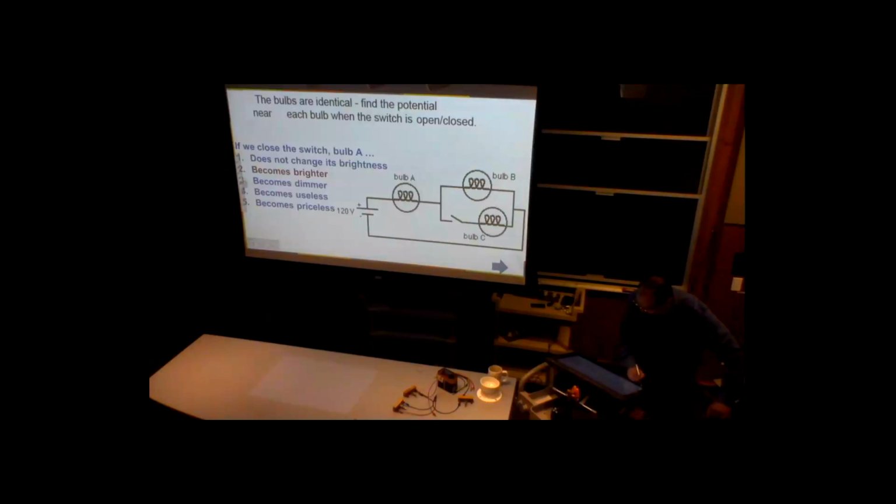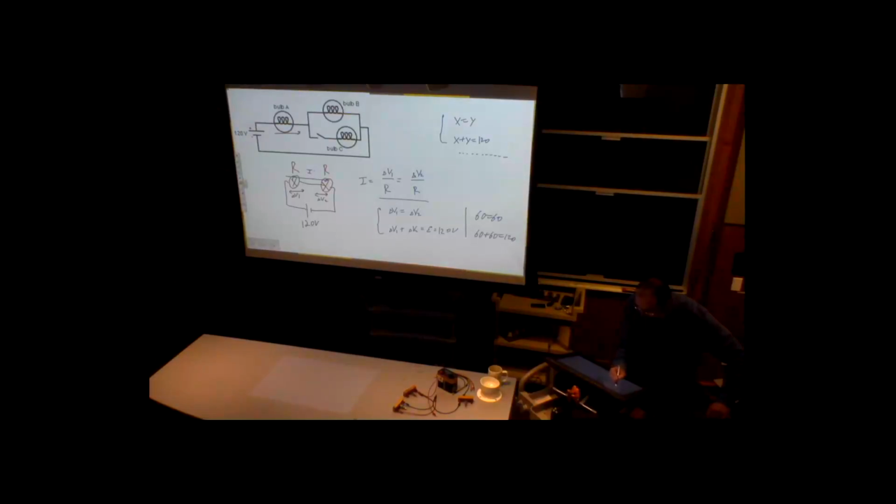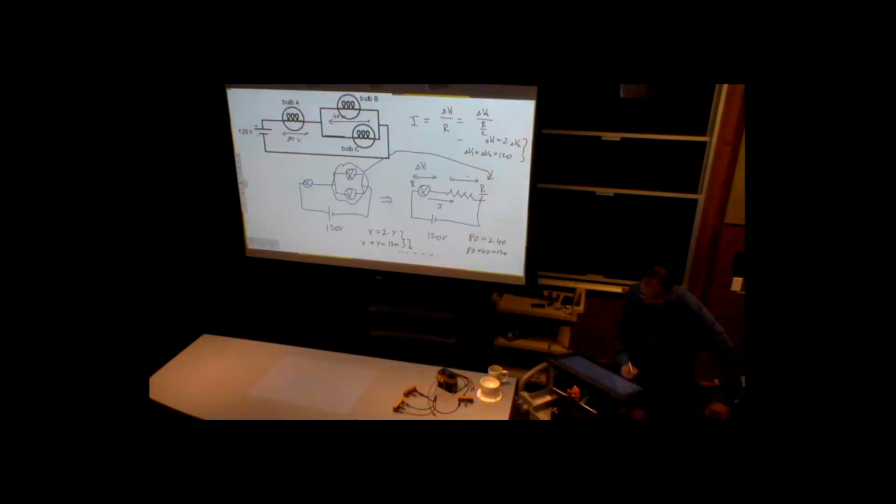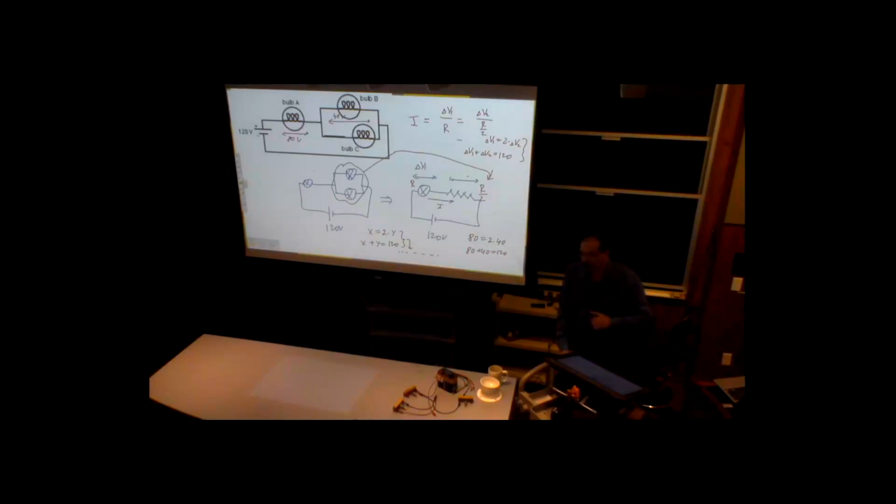But before, the voltage we had for these two bulbs was 60 and 60. So for bulb A, voltage goes from 60 to 80. But for bulb B, the voltage goes from 60 to 40. And since they have the same resistance, when voltage goes up, power goes up, brightness goes up. When voltage goes down, power goes down, brightness goes down.